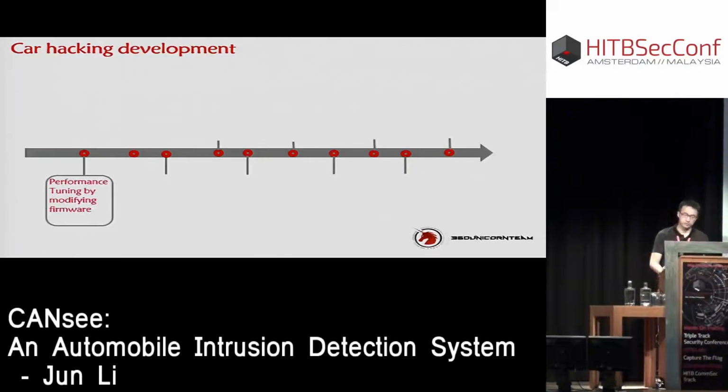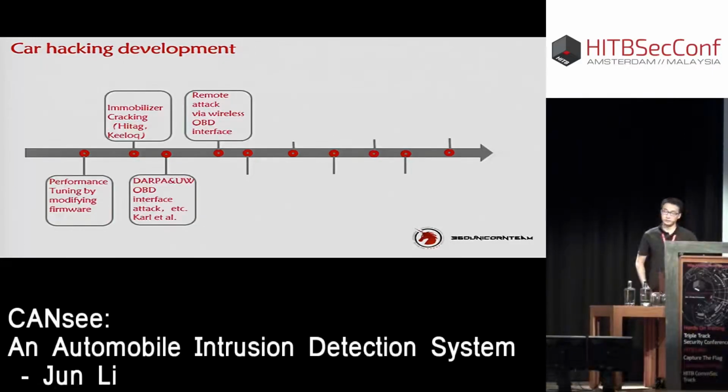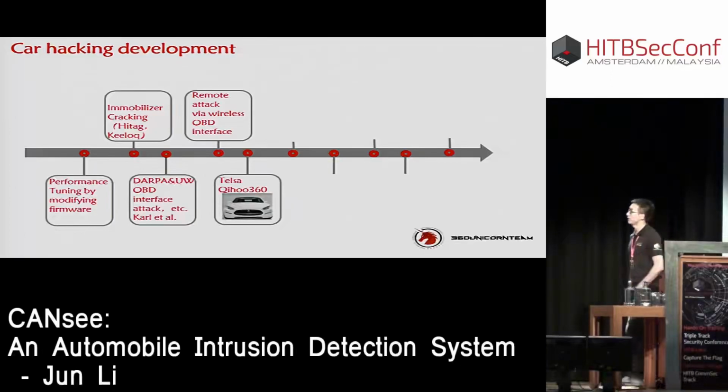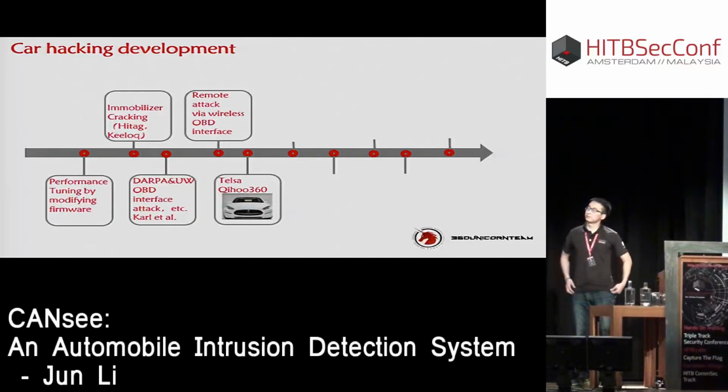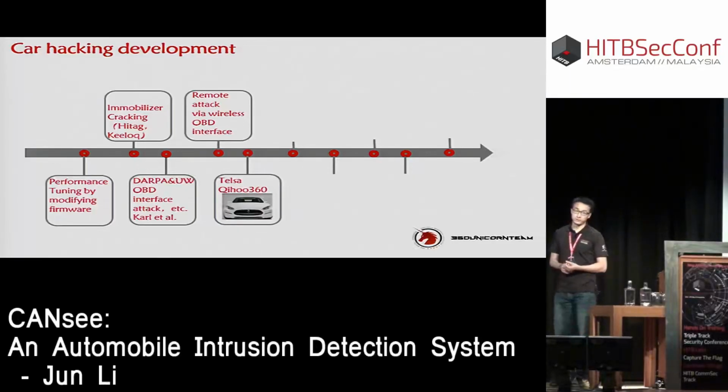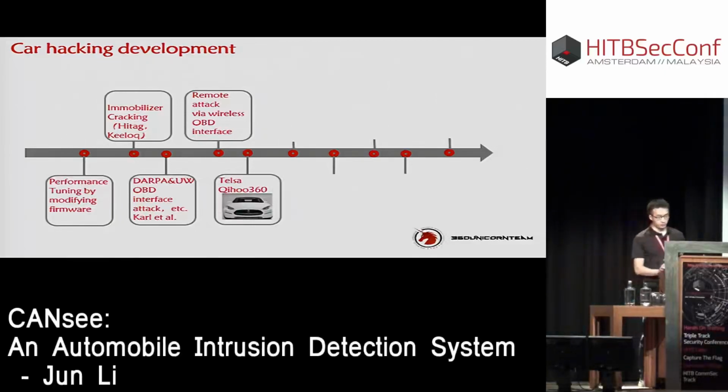And this is a timeline of car security research. From the start, they were just doing some research like reverse engineering the controller firmware to modify the performance of their car. And then research on the immobilizers, where they wanted to steal the car. So the crypto used in the car key fob has been cracked. And then remote attack via the OBD interface. OBD is the onboard diagnostics interface, which means the mechanic uses a dedicated tool to communicate with the internal network of a vehicle. On the network, there are different control modules for the engine and transmission, etc.